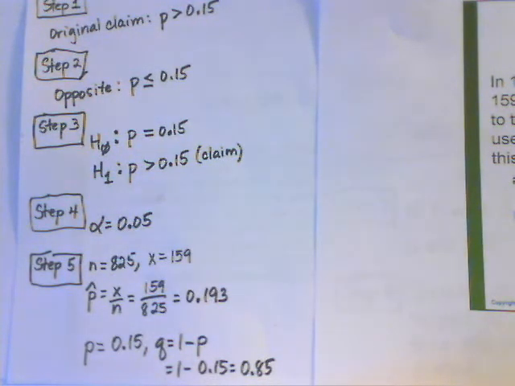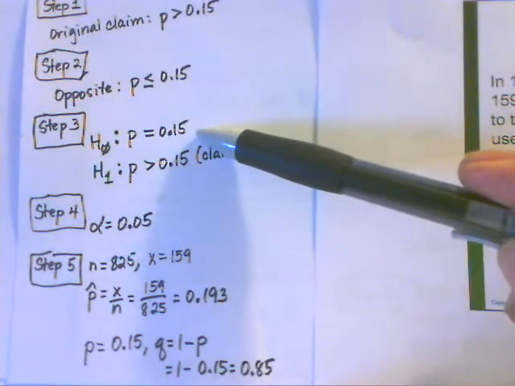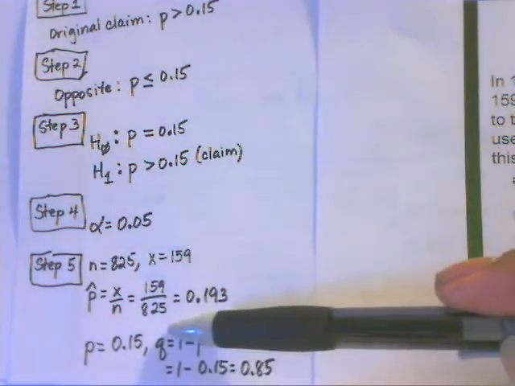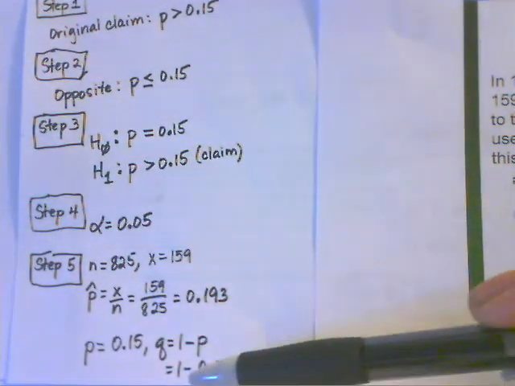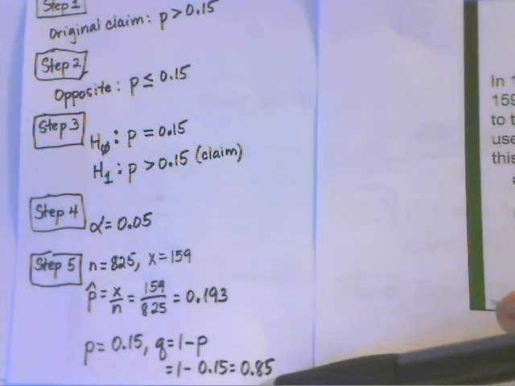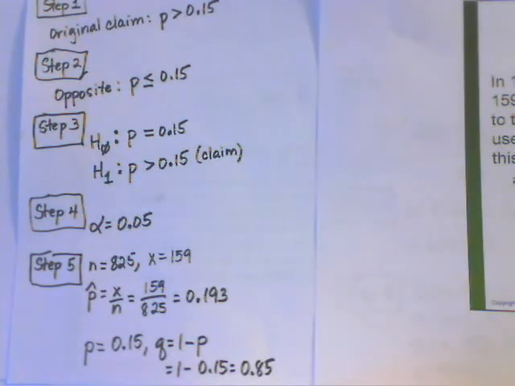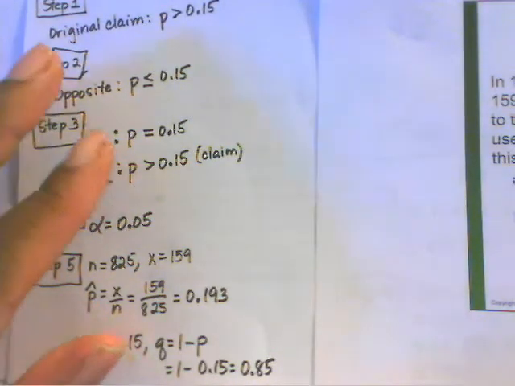And then we identify what P is. P in this case is from the hypothesized value from your null hypothesis. That's 0.15. So if P is 0.15, Q is going to be 1 minus P, which means we have to do 1 minus 0.15, which will be 0.85. Okay, so that's all the values that we're going to need to calculate our test statistic.